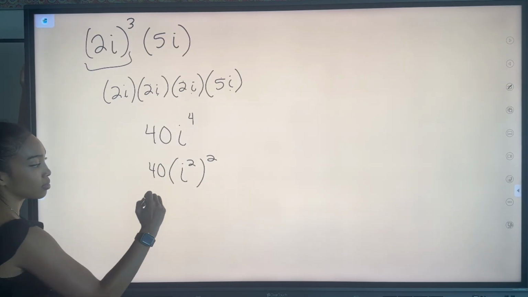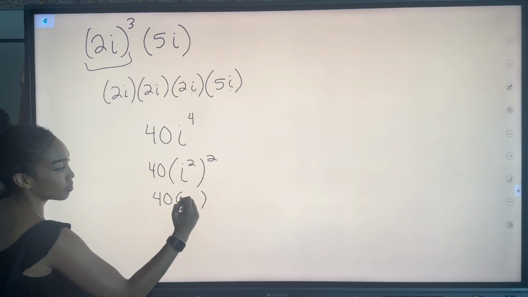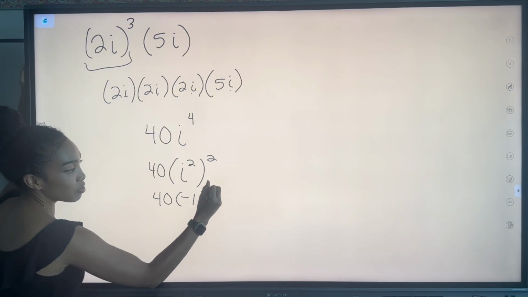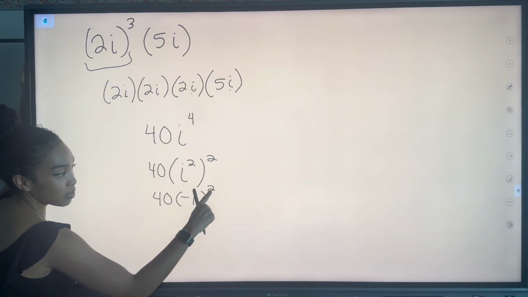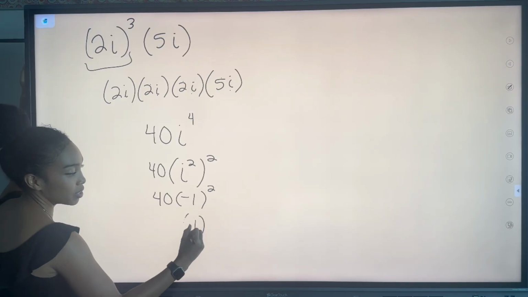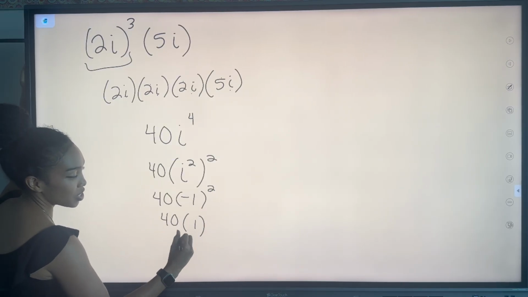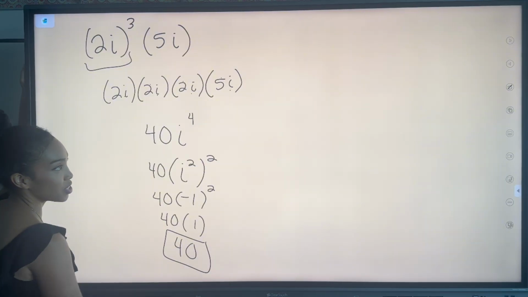I squared is a negative 1, and this is an even power. So this will be a positive 1. So 40 times 1 is just 40. So your answer here is 40.